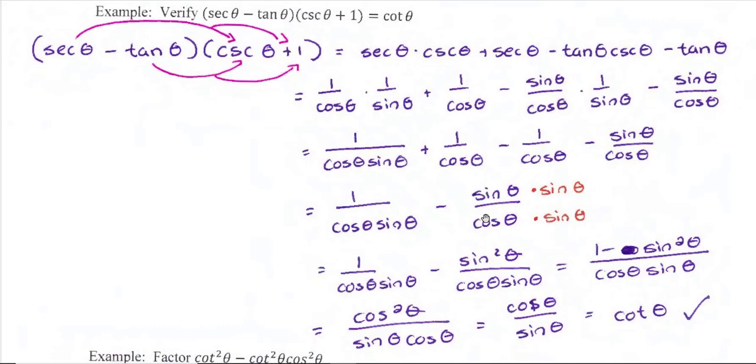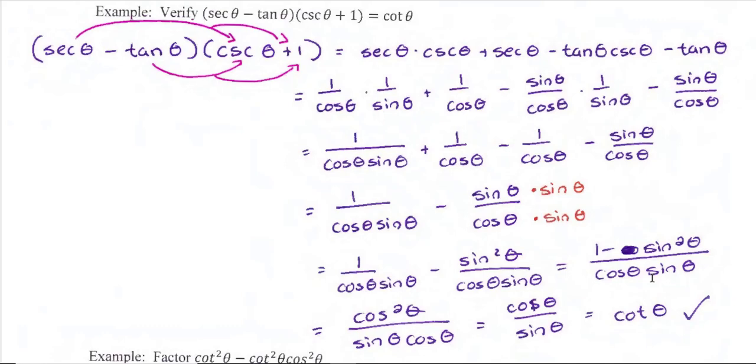I'm trying to subtract with fractions. I'm going to have a common denominator. So I'm going to multiply the top and the bottom here by sine. That gives me 1 over cosine sine minus sine squared over cosine sine. Once the denominators are the same, I can subtract their numerators over that denominator, and I get 1 minus sine squared over cosine times sine.